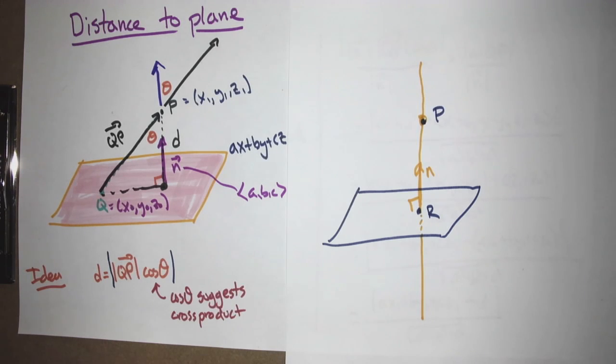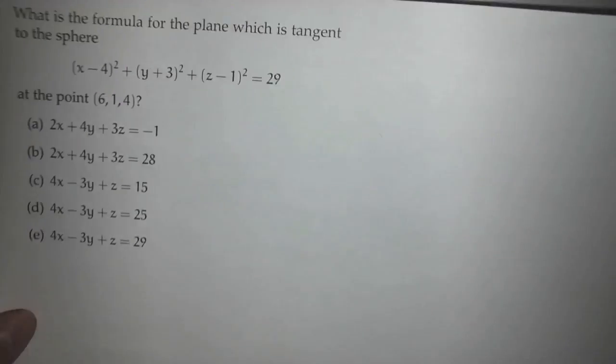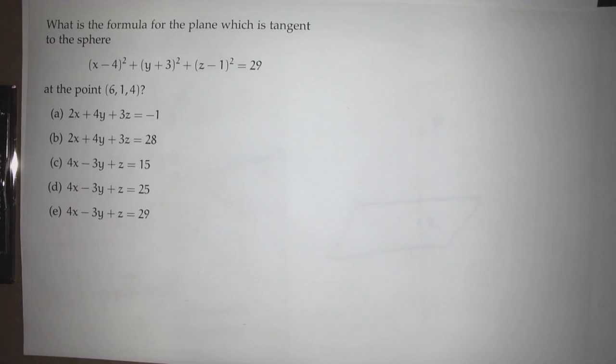All right, so we're almost done with time. Quick cool down problem. What is the formula for the plane which is tangent to the sphere, x minus 4 quantity squared, plus y plus 3 quantity squared, plus z minus 1 quantity squared equals 29 at the point 6, 1, 4? So we have a bunch of possibilities. A: 2x plus 4y plus 3z equals -1. B: 2x plus 4y plus 3z equals 28. C: 4x minus 3y plus z equals 15. D: 4x minus 3y plus z equals 25. E: 4x minus 3y plus z equals 29.